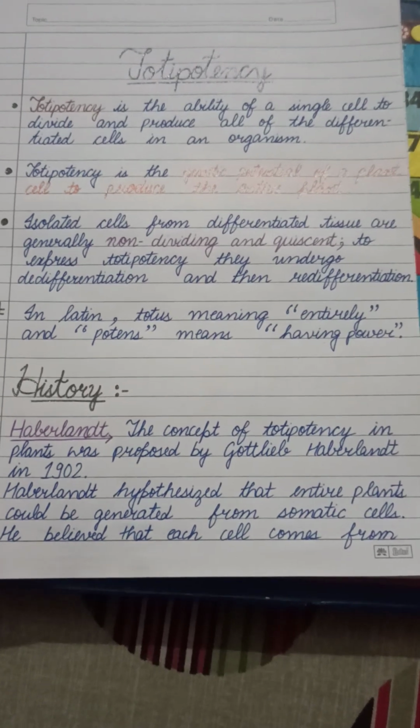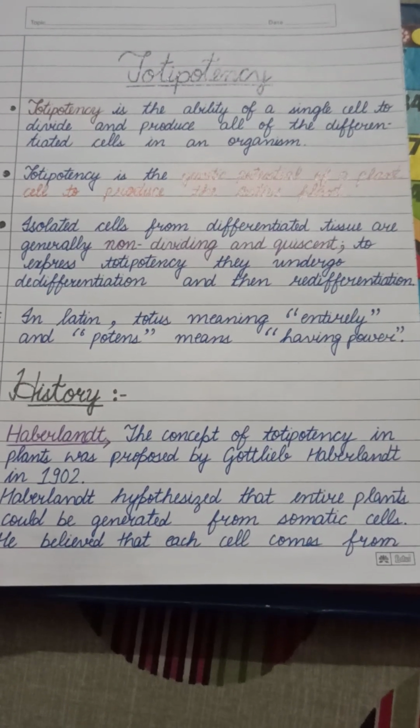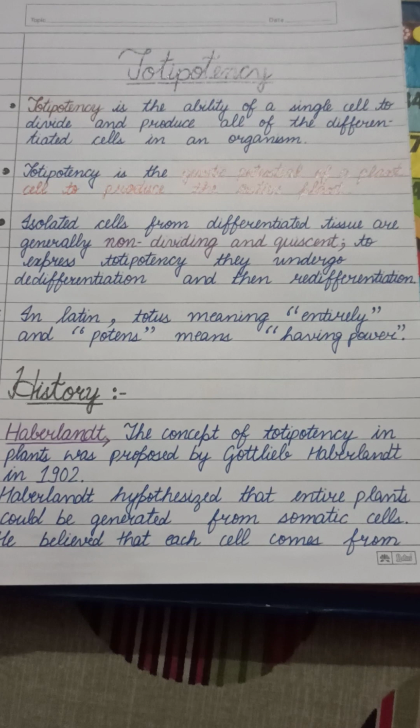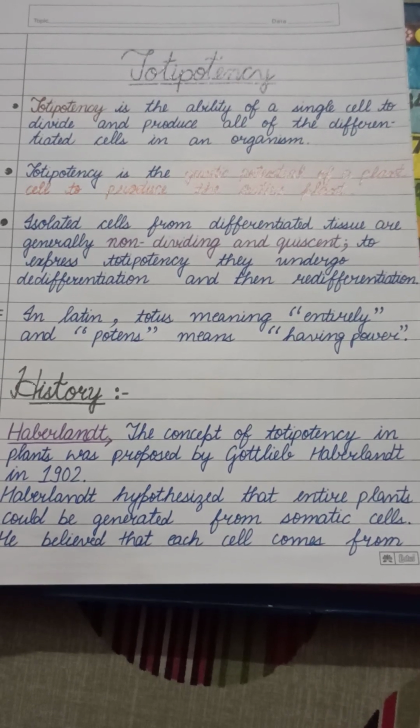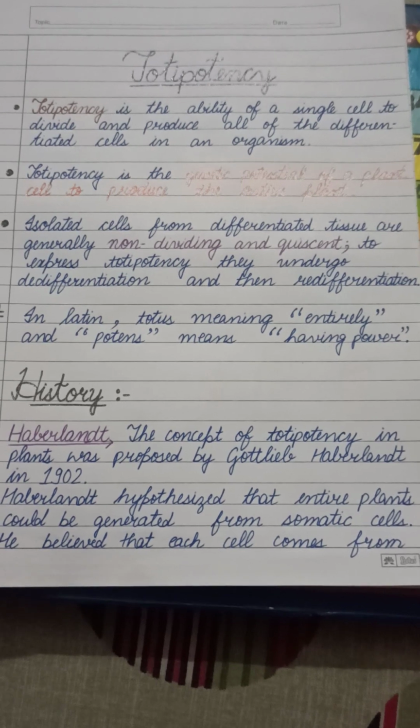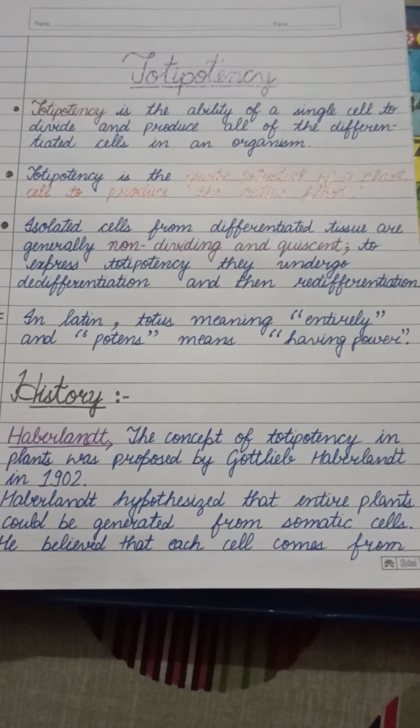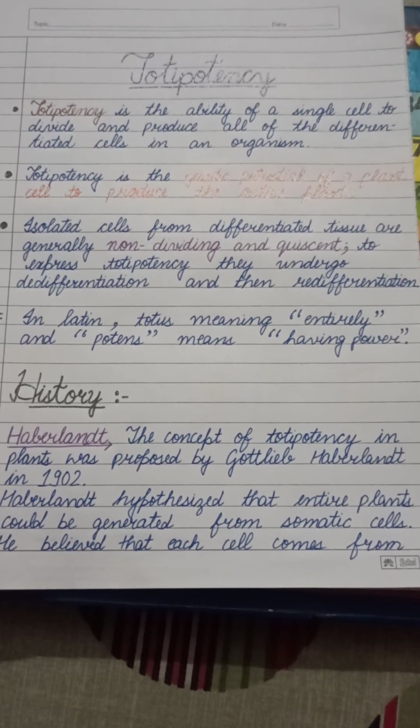Hello everyone, today we will study about totipotency. Totipotency is the ability of a single cell to divide and produce all of the differentiated cells in an organism. Totipotency is the genetic potential of a plant cell to produce the entire plant.